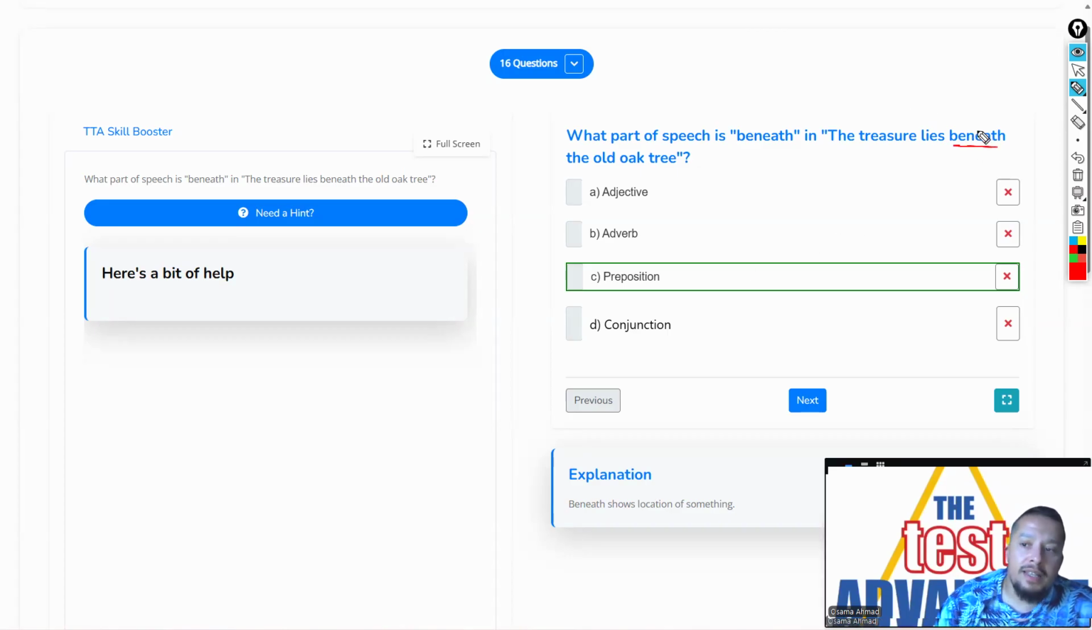Beneath. Is this describing a noun after it? No. So it's a preposition. Is it telling you location? Yes. So it's a preposition. Right? So an adjective would be the old oak. These are adjectives. What do they do? Describe a noun.